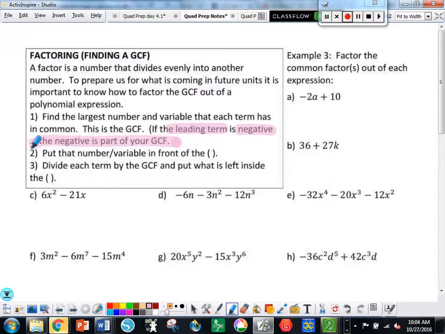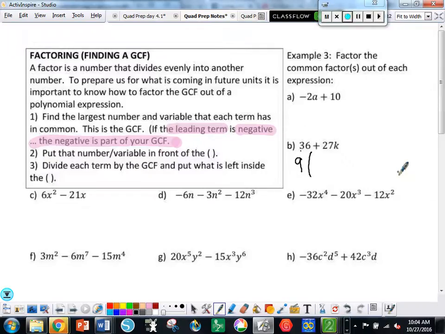So I'm going to skip down to part B. I think it's a little bit easier. Looking at the 36 and the 27, what number goes into both of those? What's the biggest number that goes into both of those? Because yes, 3 does, but there's something bigger. 9. So 9 goes into both of those. That is your greatest common factor.